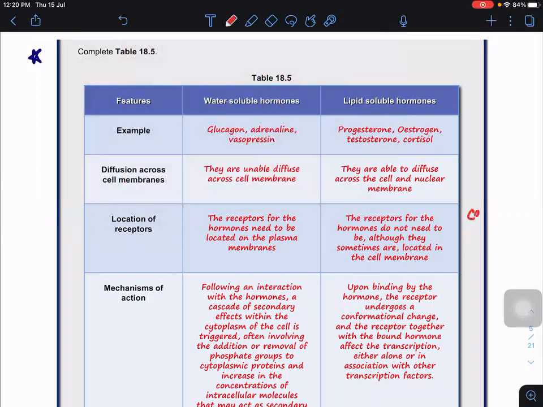So either on the cell membrane, cytoplasm, or nucleoplasm. So generally it will be these two, cytoplasm and nucleoplasm. Because why? Because the lipid-soluble hormone can diffuse across the phospholipid bilayer.